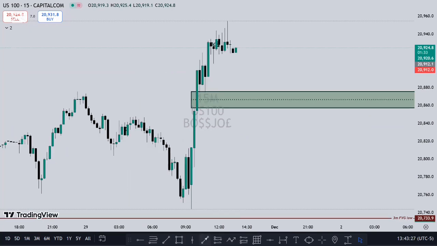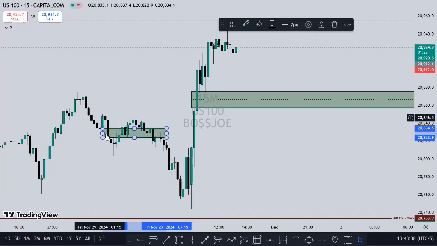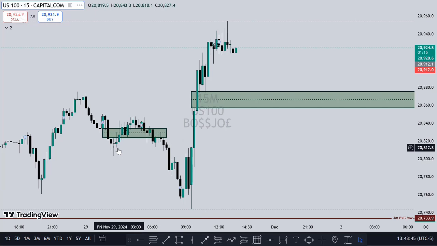But what if you were in this type of market condition? This is also a fair value gap, this close candle. What if you were looking for a sell because price came back to the fair value gap? Where will you put your stop loss?